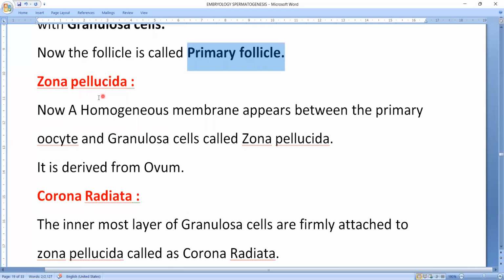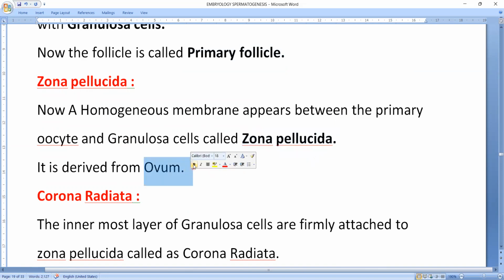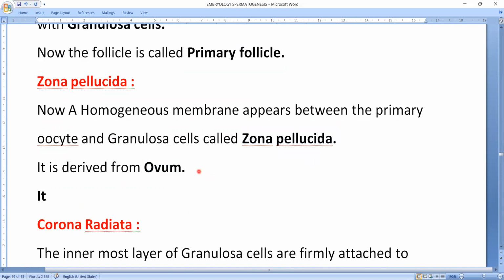So now zona pellucida. So now a homogeneous membrane appears between the primary oocyte and the granulosa cells called zona pellucida. So it is derived from the ovum. It is formed from the ovum.